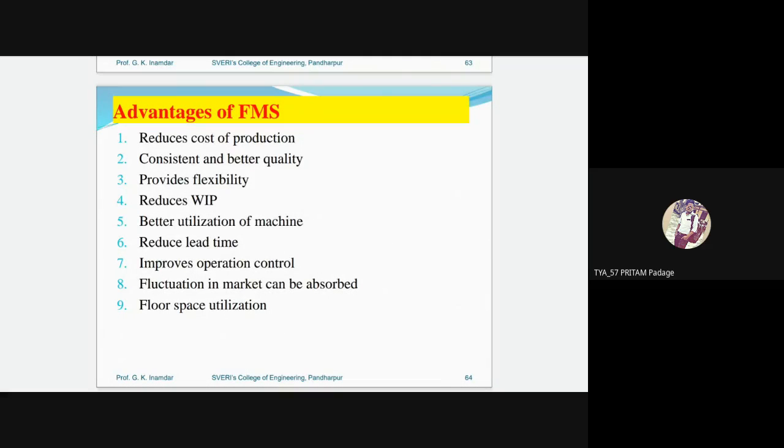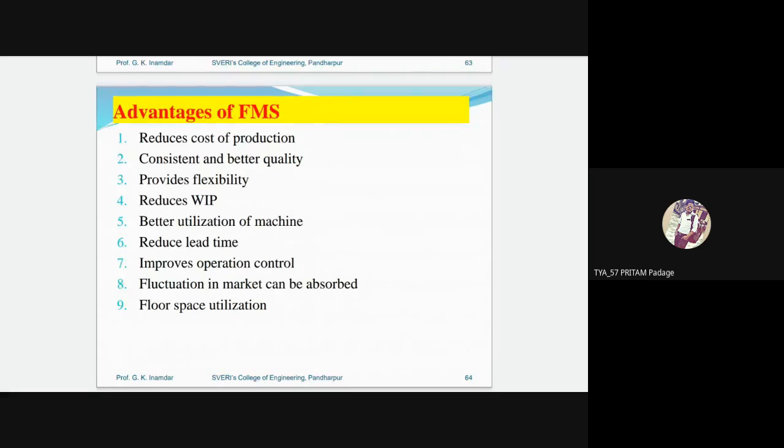Now, the fluctuations in market can be absorbed. Fluctuations in market can be absorbed, because why? This is very important. म्हणजे काय होते बघायचं, due to the CNC machine. Suppose the market is slack now, due to COVID-19. Due to that, we can reduce the rate of production. In FMS, we are not only considering the machine. FMS is a system.